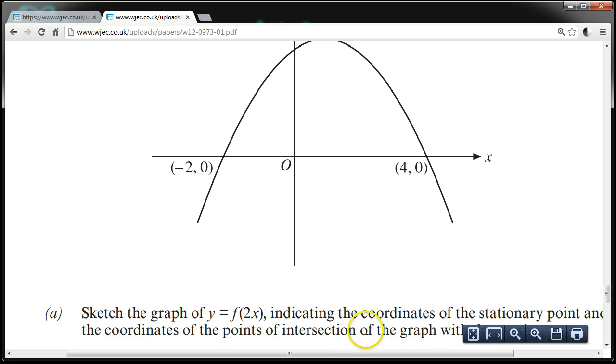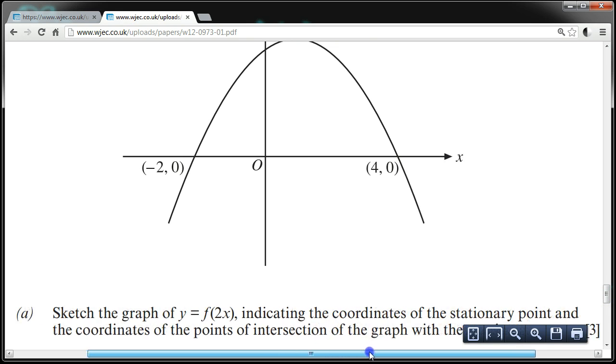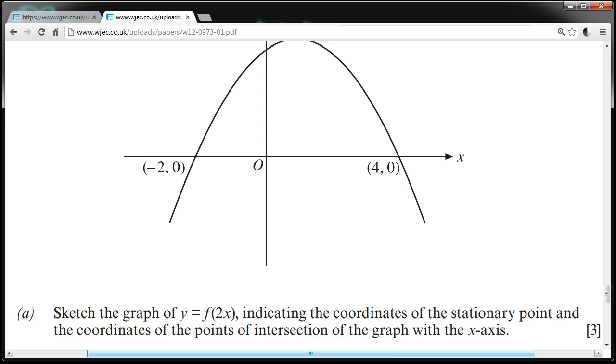A. Sketch the graph of y equals f of 2x, indicating the coordinates of the stationary point and the coordinates of the points of intersection of the graph with the x-axis.